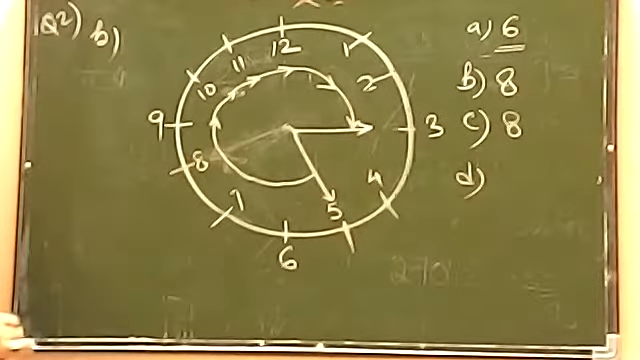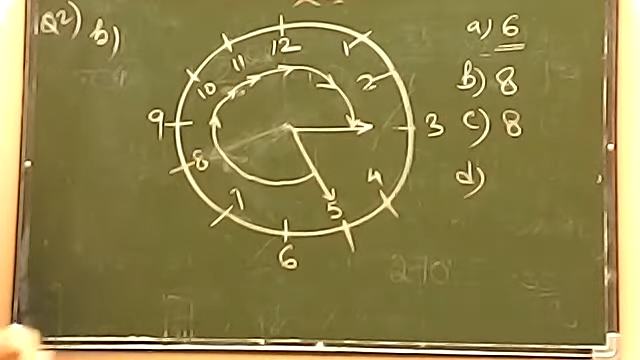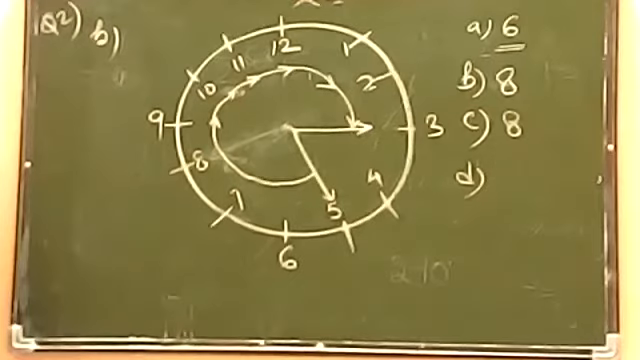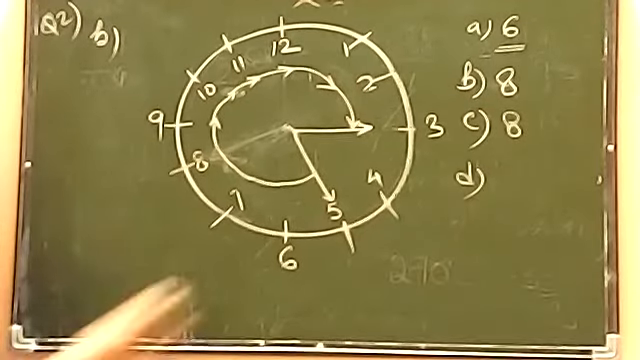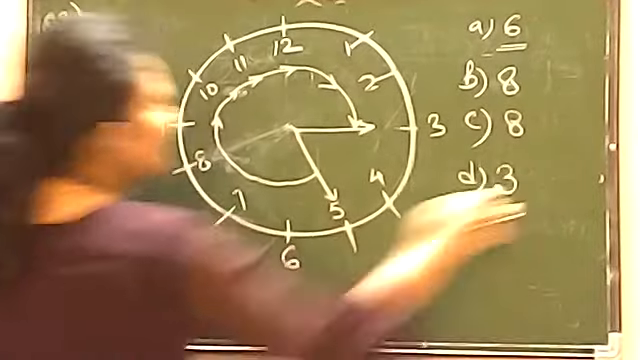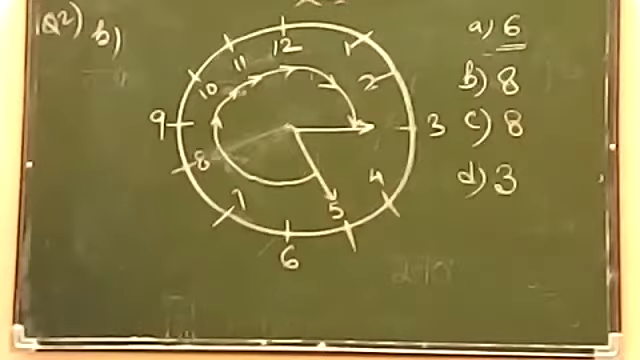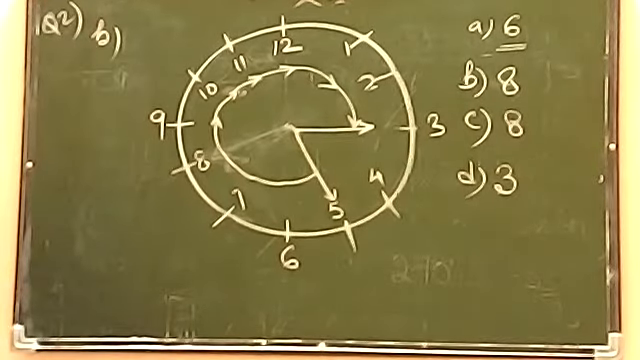When you move clockwise, you will move in that direction and your answer will be 9 only. Sorry, 3 only. 9 steps means 3 only. So this is your answer, completed. Question number 2 is completed now.